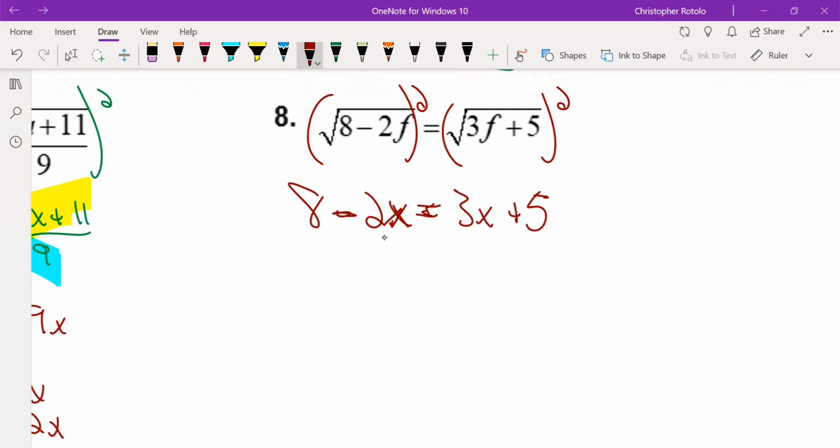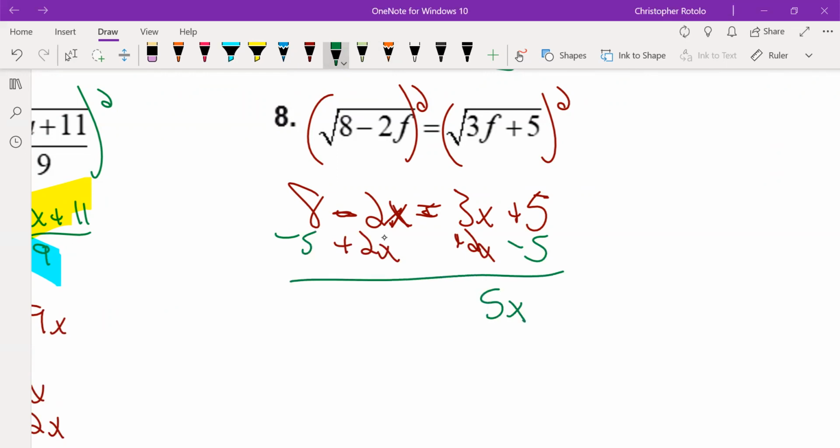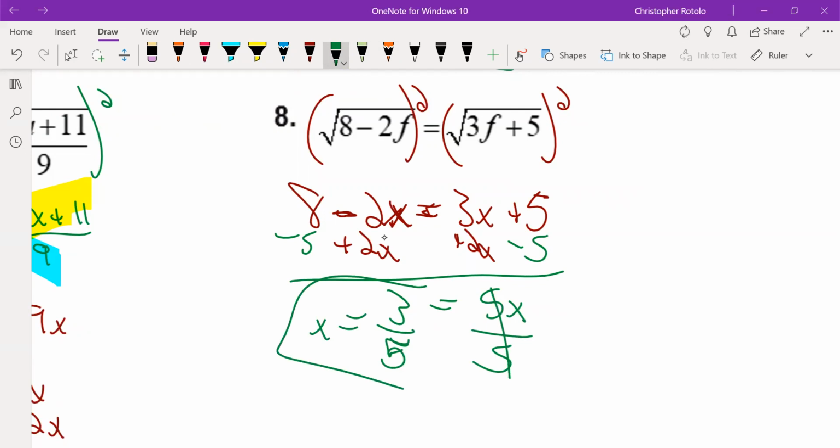Which way you want to go? Maybe add the 2x. And, you know, while I'm doing that, I'm going to subtract the 5. So I should get 5x equals 3. You got it. Divide by 5. x turns out to be 3/5.